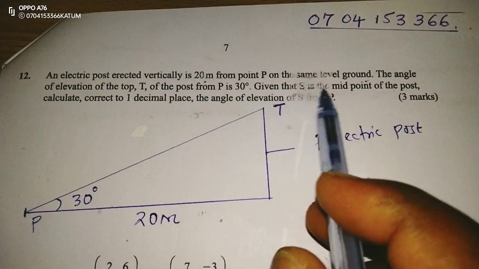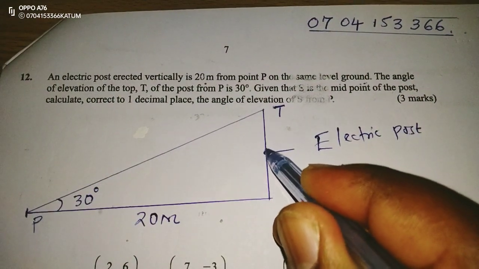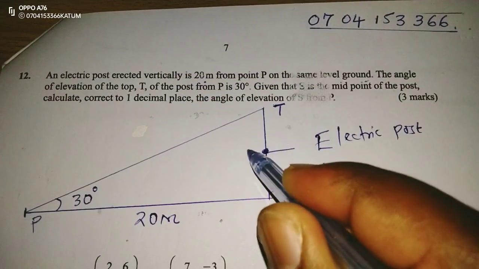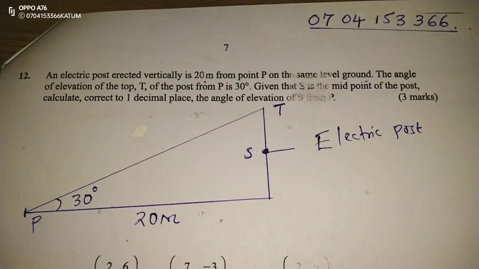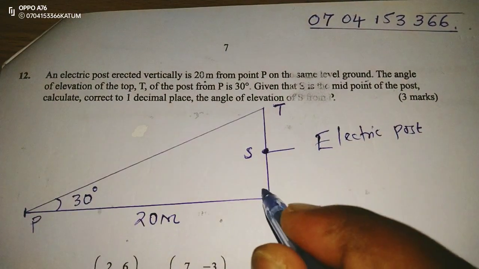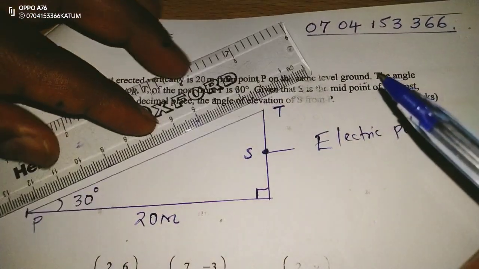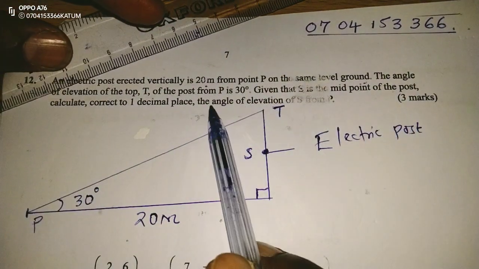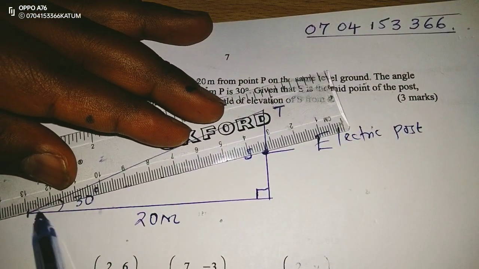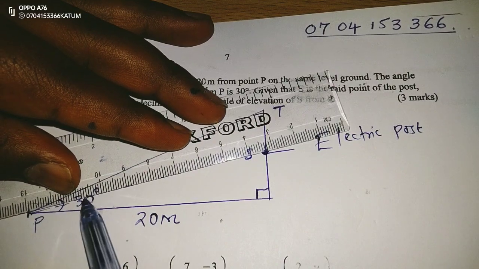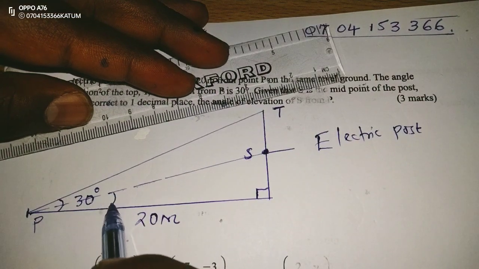So this is 30 degrees from P to the top T. Then we are given S, which is the midpoint of the post. This is S. Remember this is right angled. So we are told to determine the angle of elevation of S from P. Now the angle we are intending to calculate is this one.